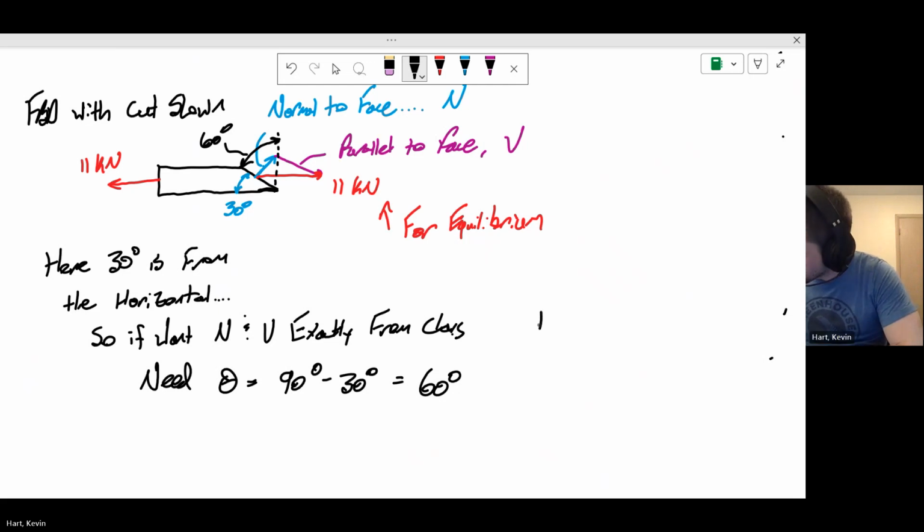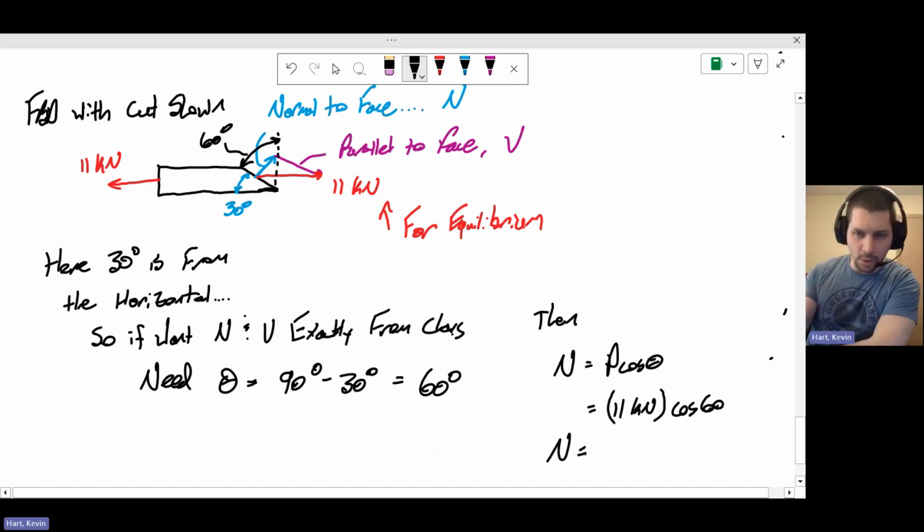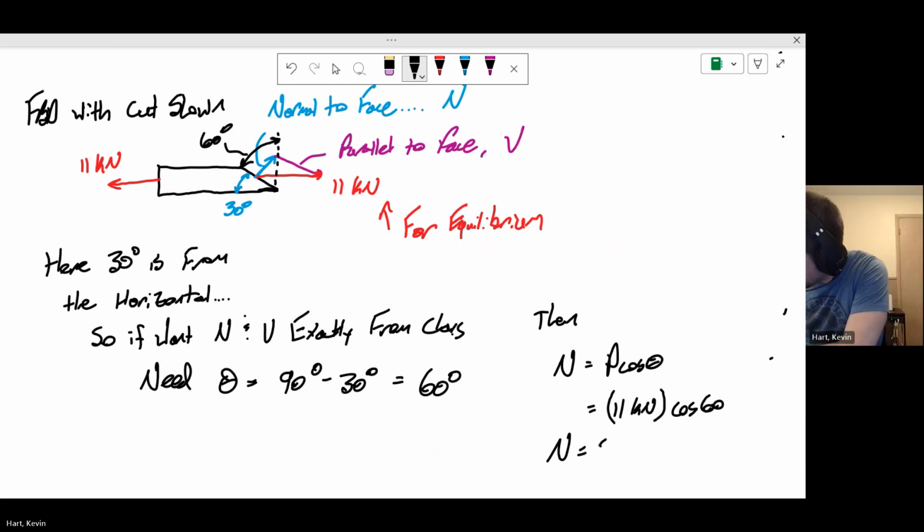So then we have the normal force N, as defined from class today, is P cosine theta, which here is 11 kilonewtons times cosine theta, which is cosine 60. So the force normal to the oblique cut that we made is 5.5 kilonewtons.